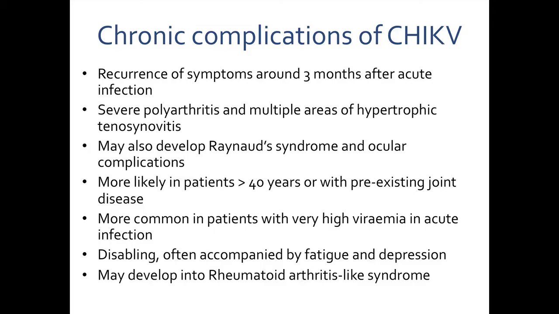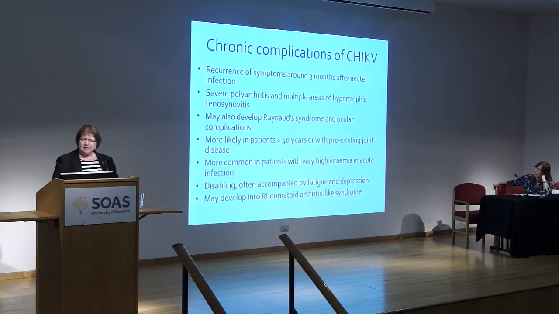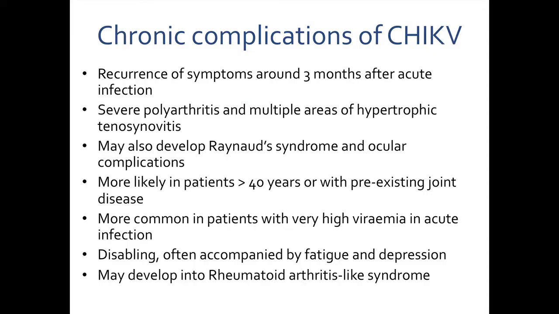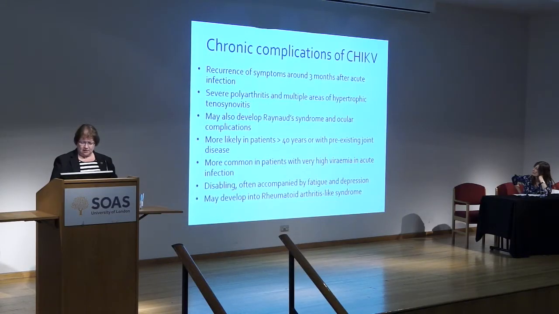So this can either be a recurrence or just a continuation of the symptoms, and it tends to affect several joints and the tendons. It's seen particularly in patients who are older and those who've had pre-existing joint disease such as osteoarthritis. And there's some prediction on the basis of the levels of viral load, although of course in clinical practice we don't usually measure these, and it can be very disabling. And there are several reports now of patients returning to the US and attending rheumatology clinics where the features are thought really to be indistinguishable from seronegative rheumatoid arthritis in the longer term, requiring disease-modifying therapy and monoclonal treatment.